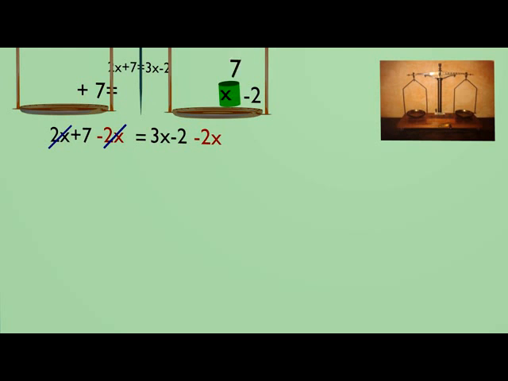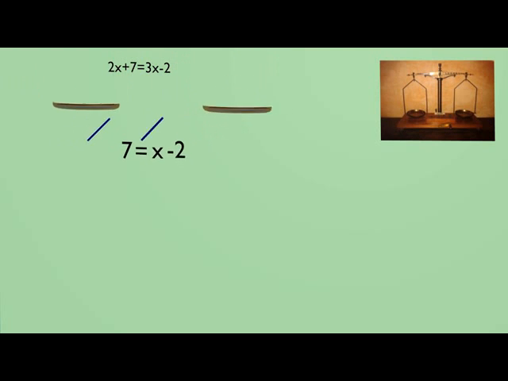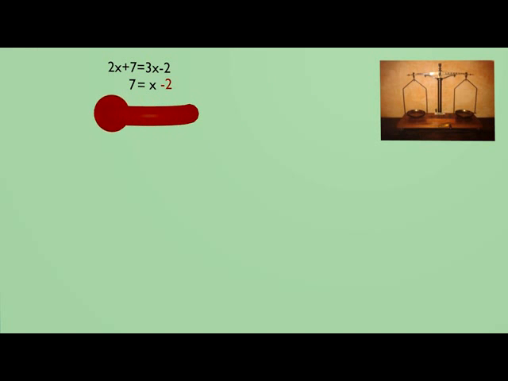Okay, what do I have left? Oh yeah, 7 equals x minus 2. Great, there is only one x left on one side. That is the purpose of the calculation. Now, how are we going to have all the numbers on the other side?